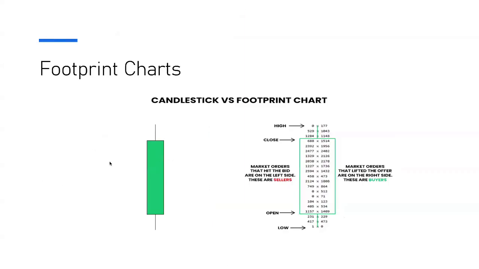So footprint charts will show us something very, very similar, right? So we'll get the candlestick body, right? So we get the body and you get the wicks. You also notice the high, close, open, low. Pretty similar thing. So you don't need to look at a candlestick. You have footprint charts open.